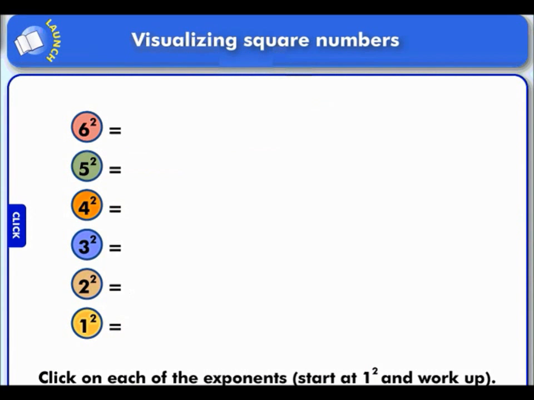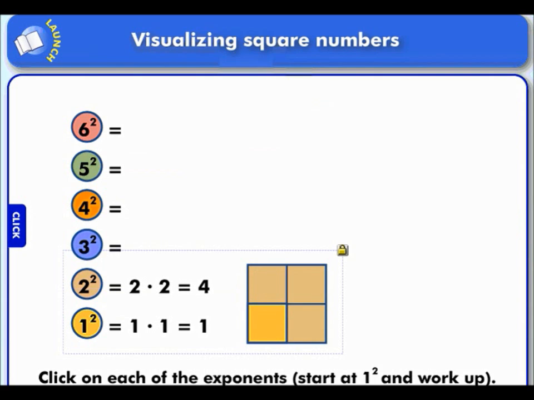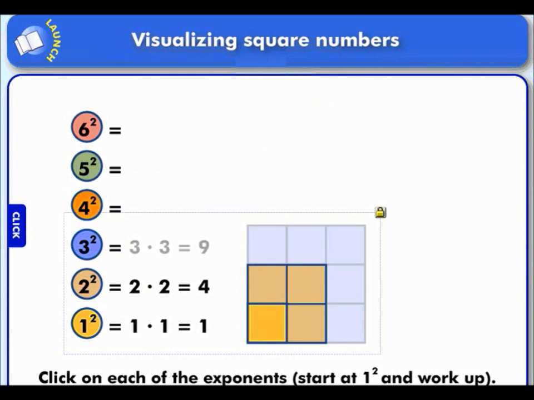Now here's a neat little visual for perfect squares. 1 squared is 1. That's a perfect square. 2 squared is 4. 4 is a perfect square, and you'll notice it's making a square. 3 squared is 9. 9 is a perfect square. And 9 squares make a square.